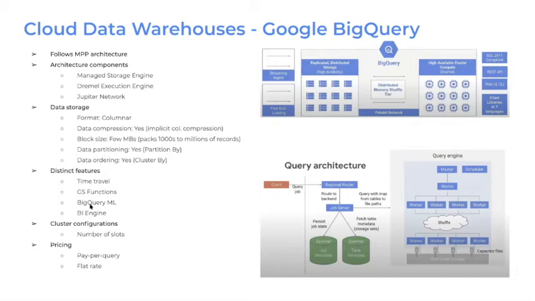BigQuery provides two distinct features. One is BigQuery ML, which helps us do some of the machine learning exercises with respect to model training and model execution in SQL format itself. Very recently, BigQuery also introduced a BI engine, which provides additional query caching capabilities, which helps us improve analytical query workloads in the system.